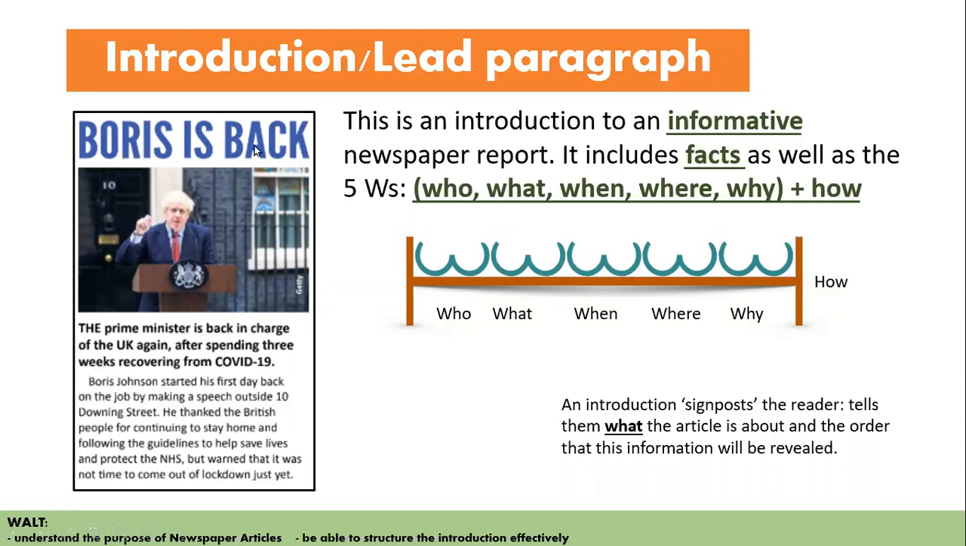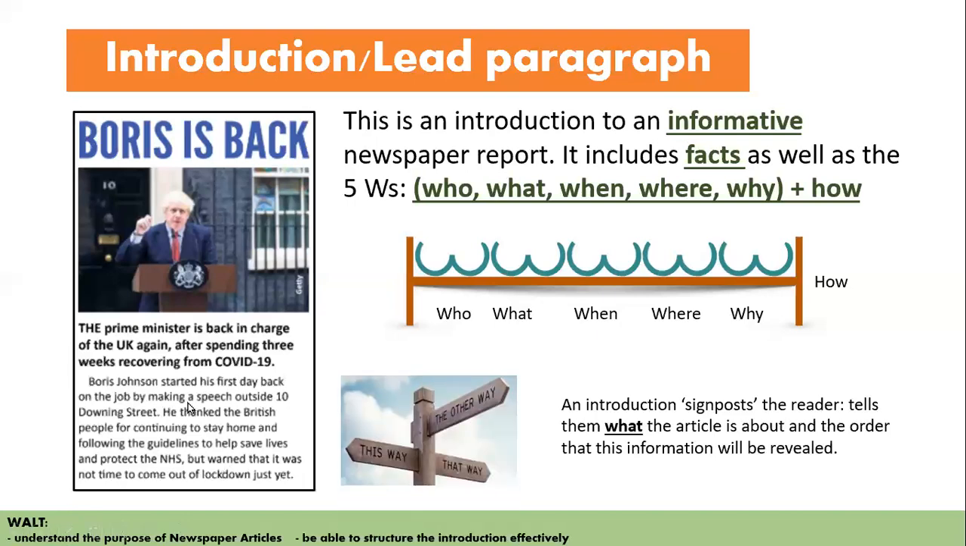So we've got our headline at the top, Boris is back. Another little bit of alliteration. And we've got a caption underneath our photograph. The Prime Minister is back in charge of the UK again after spending 3 weeks recovering from COVID-19. Let's read our paragraph. Boris Johnson started his first day back on the job by making a speech outside 10 Downing Street. He thanked the British people for continuing to stay home and following the guidelines to help save lives and protect the NHS, but warned that it was not time to come out of lockdown just yet.